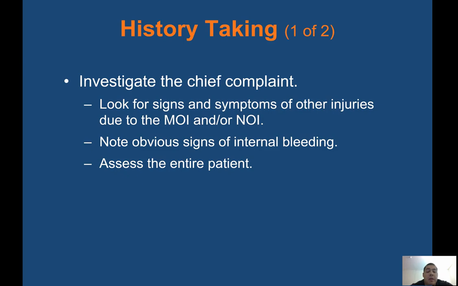So investigate the chief complaint. Look for signs and symptoms of other injuries due to the MOI and/or NOI. Note obvious signs of internal bleeding. Assess the entire patient. If a patient has a big trauma, we want to assess the whole body, even though the patient may only be complaining of one thing or might have a distracting injury, as we call it, maybe a compound fracture or a broken arm. It doesn't mean that's going to be their only medical problem. You always want to do a full assessment if you can, to make sure you aren't missing anything.